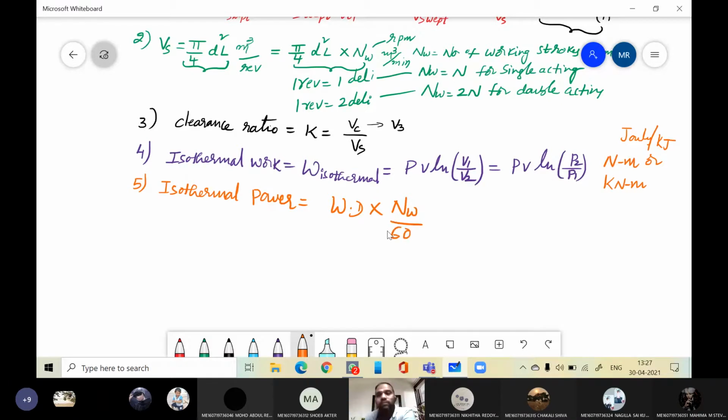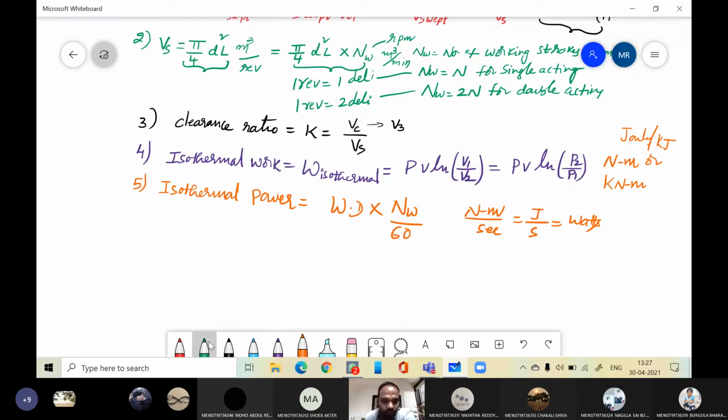So I want it in terms of seconds. Therefore, Newton meter per second, so that is joules per second, that is equal to watt. If you want kilowatt, you need to divide by 1000. Therefore, you will get the kilowatts. So if you multiply work done with the number of working strokes, then you will get the power. Work done is in joules and power is in watts. Clear now?